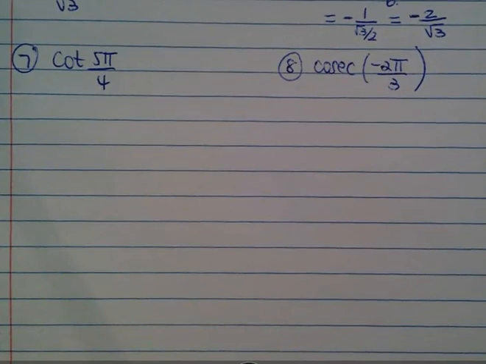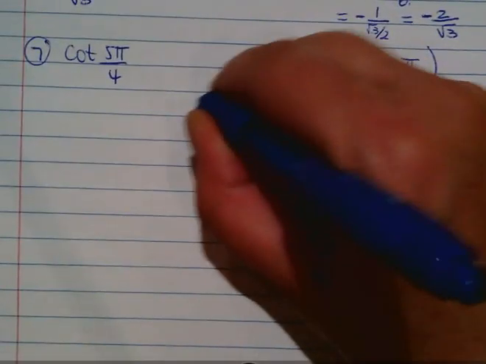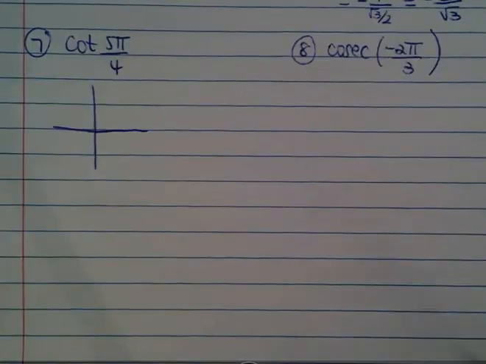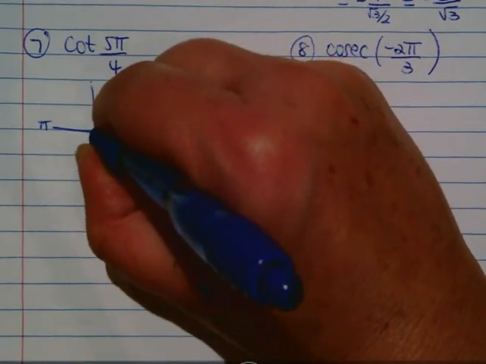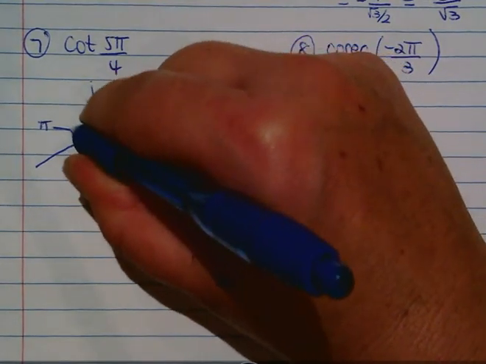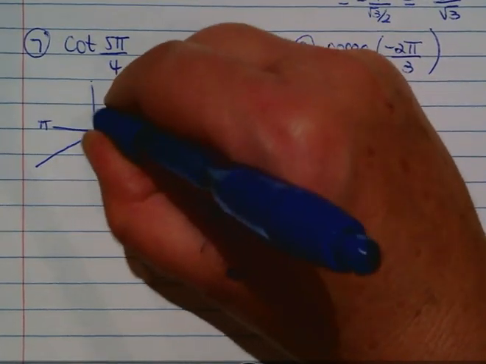So cot of 5 pi on 4. Now 5 pi on 4, that's bigger than 1. It's 1 1/4. So you've got 0, pi on 2, this is pi. So it's in quadrant 3. So you've got pi and another pi on 4.